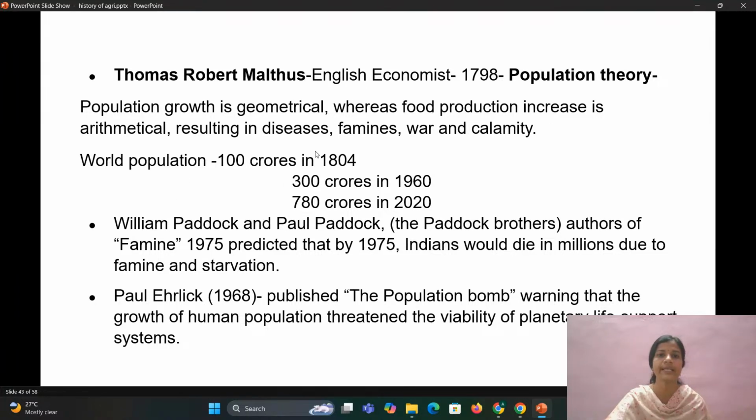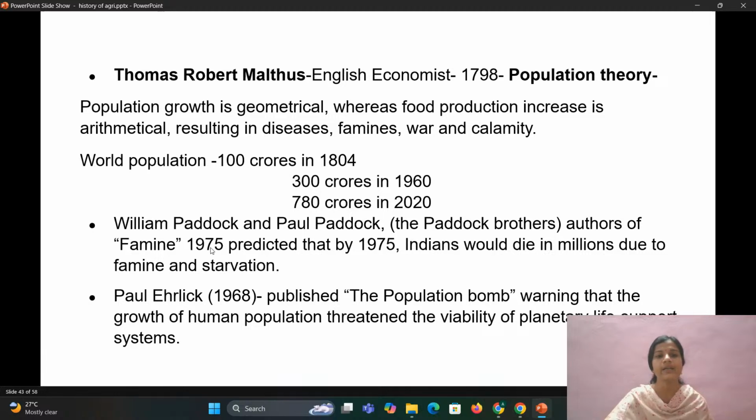And this particular data shows the exponential growth of the human population. That is, population was around 100 crores in 1804, whereas it increased to 300 crores in 1960. And in just another 60 years, the population reached about 780 crores. So this shows the exponential growth of the human population.